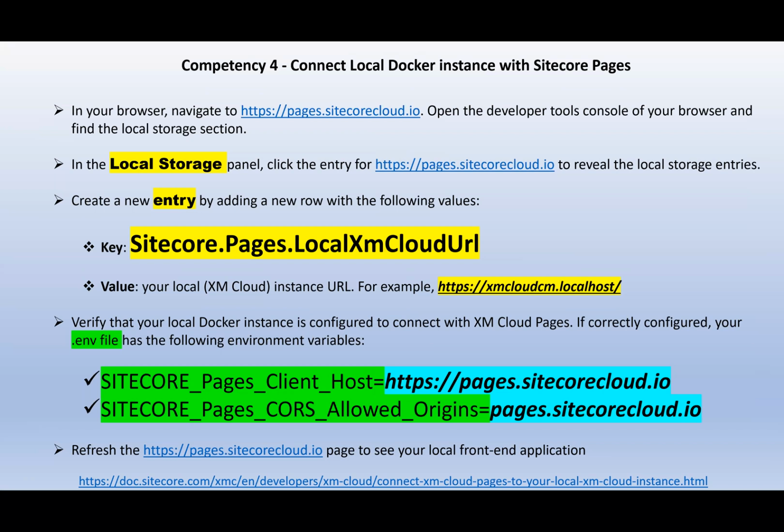So the key name should be correct. It should not have any typo errors. And then you have to have the following environment variables pointing to the pages.sitecorecloud.io instance. Refresh the pages.sitecorecloud.io browser, and you should be able to see your front-end application.